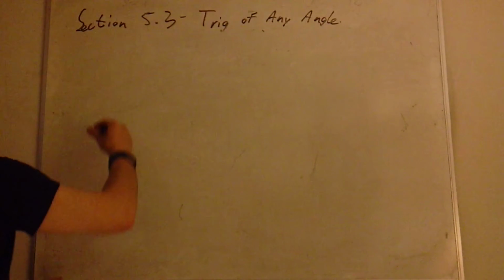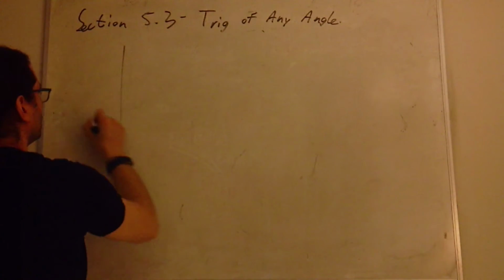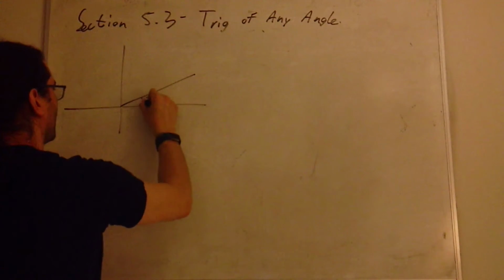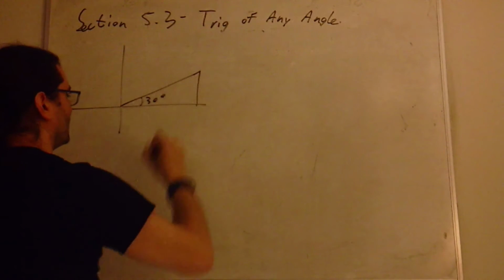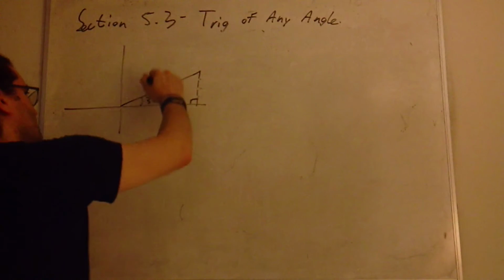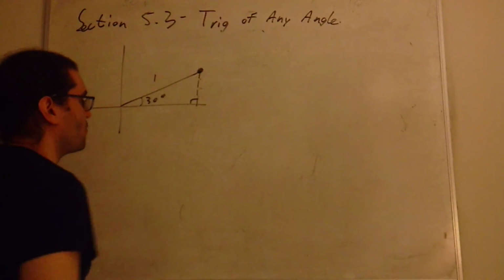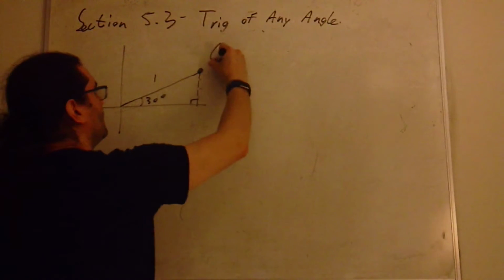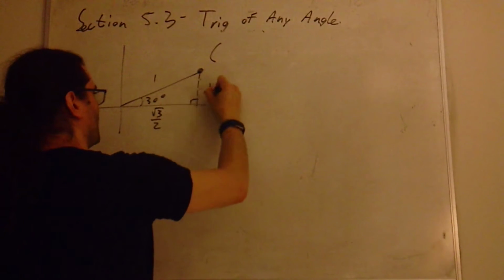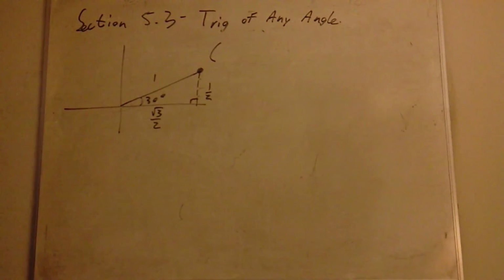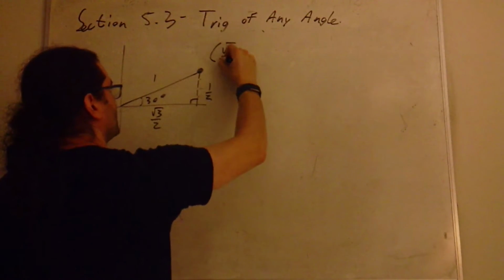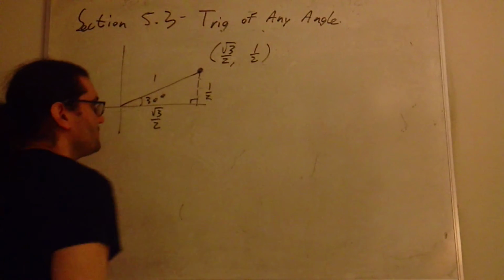Okay, I want to look at putting a 30-degree angle in here. And again, I'll drop this vertical. I want the hypotenuse to be 1. I want the coordinates of this point. If this is 1, this should be root 3 over 2, and this should be 1/2. That's our special 30, 60, 90 right triangle. Those are the proportions there. Which means the x value of this point should be root 3 over 2. Y value of this point should be 1/2.